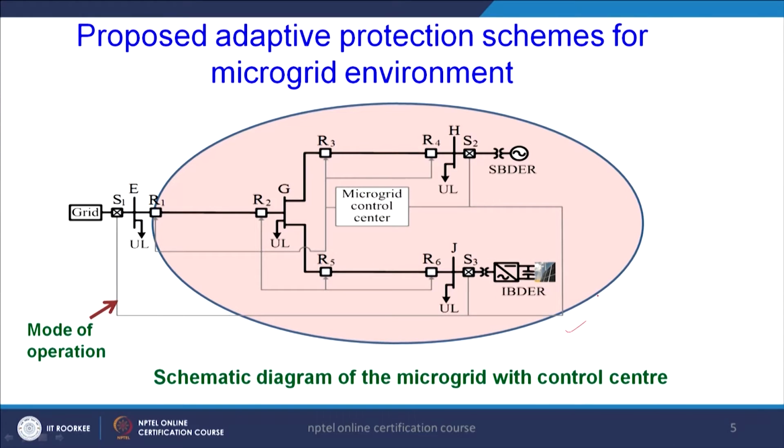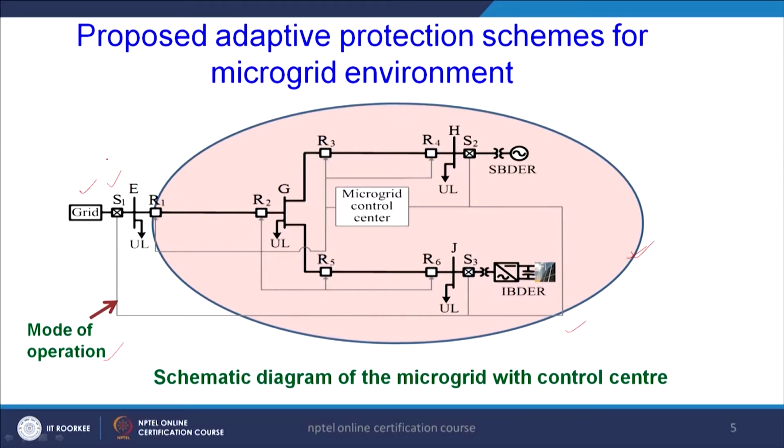Now, we come to the adaptive protection scheme that we have proposed. Here the main concern is that we have to know the mode of operation of the microgrid system, because this mode of operation means whether this microgrid is islanded from the main grid or connected with the grid system. This microgrid which I have just highlighted, whether this particular system is connected to the grid through this switch S1 or disconnected from the grid, that is the islanded operation of the microgrid system.